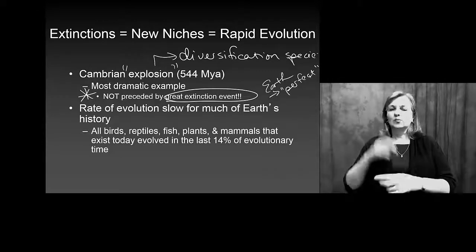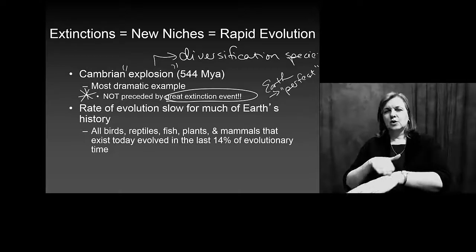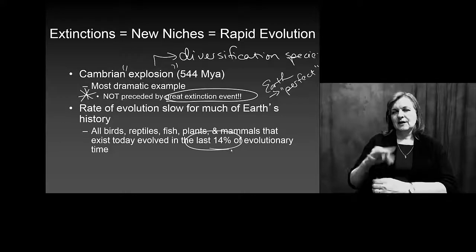Over time, though, we look at things as being very, very slow. Everything you know today only happened in about the last 14% of evolutionary history.